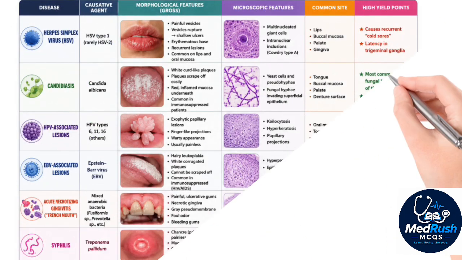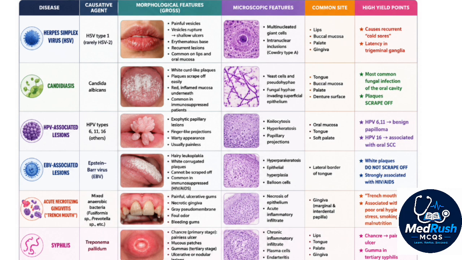Now let's quickly revise the important oral infectious diseases in a single chart. Starting with herpes simplex virus, it is usually caused by HSV type 1 and presents with painful vesicles that rupture to form shallow ulcers. Microscopically, multinucleated giant cells are seen, and recurrent cold sores are a common feature.